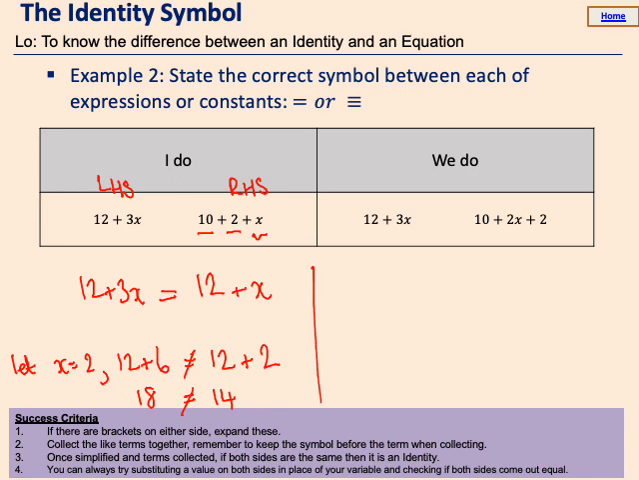So pause the video now and give yourselves a minute to decide on the symbol that should be in between these two expressions.